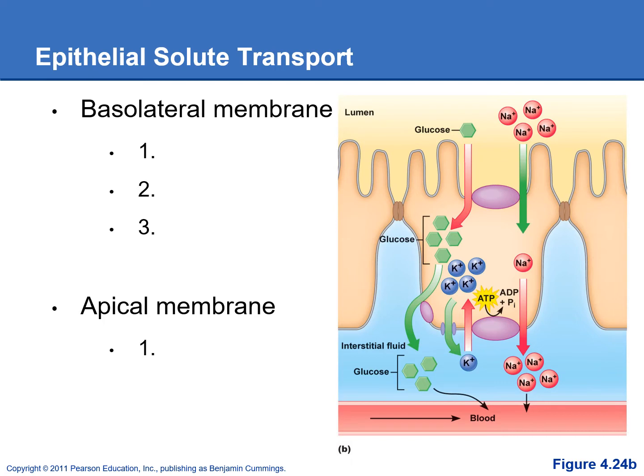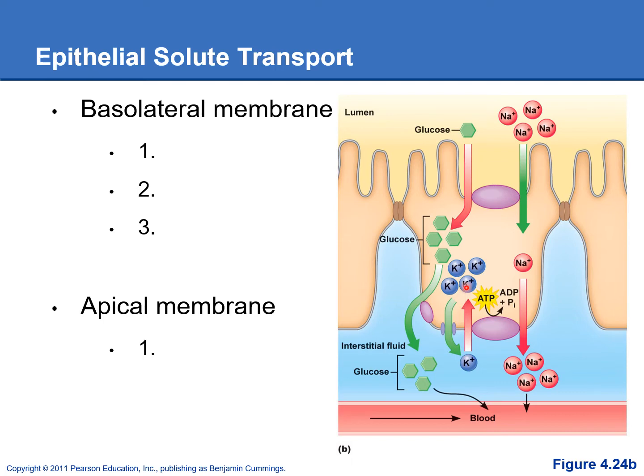It's going up its gradient. And potassium is moving from low to high concentration, also going up its gradient. And we're directly using ATP in our picture here. So we know that's got to be primary active transport.